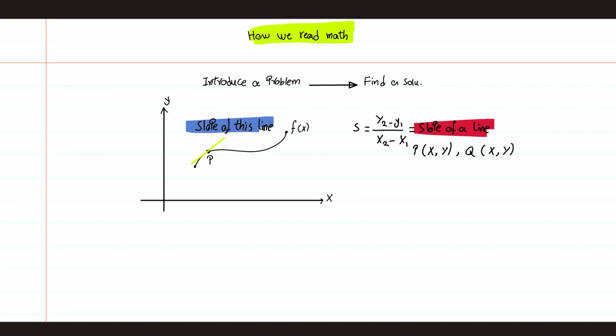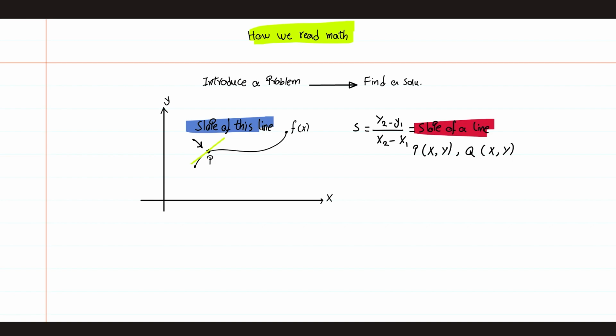But in this case, for the tangent line, which by definition touches a curve at 1 point and 1 point only, we have only P lying on that line. So how are we supposed to find its slope? Now that we have understood the problem, we can attempt to solve it. And we solve this problem by introducing the concept of derivatives.